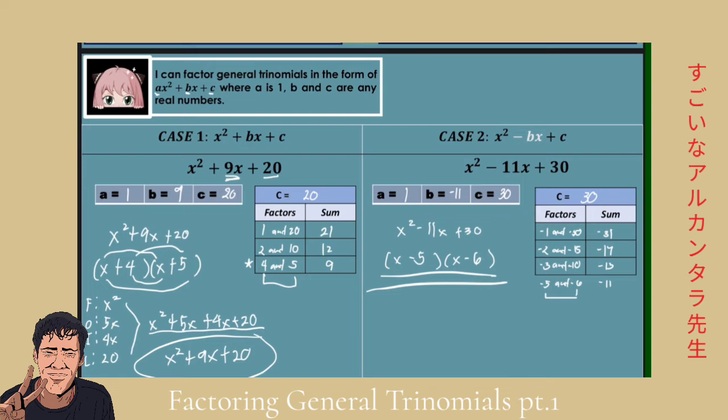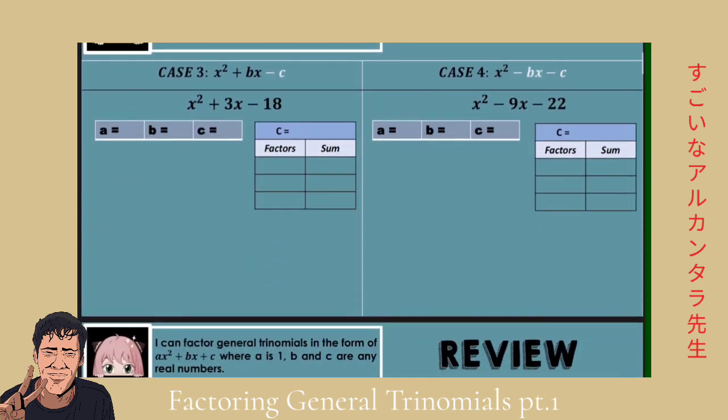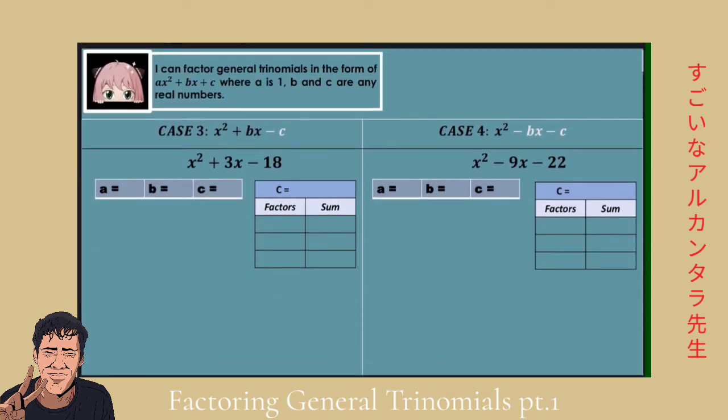Now let us proceed to the other two cases wherein the factors that we're going to consider are of different signs. So let's proceed with case 3 and case 4 in this case. Wow, so much cases. So let's identify first the A. Again, it's 1. The B is positive 3. And the C is negative 18.